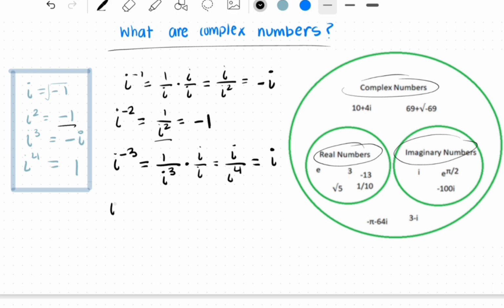Next, let's find i to the power of -4. Once again, same thing. i to the power of -4 is 1 over i to the power of 4. And we know that i to the power of 4 directly from over here is 1. So we can say 1 over 1, which is just 1.